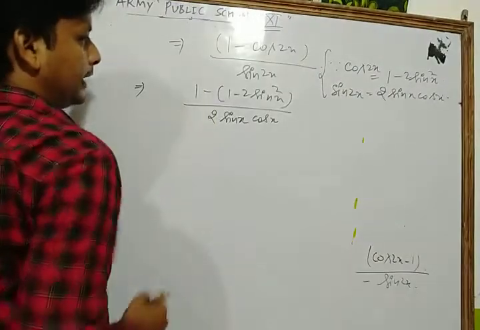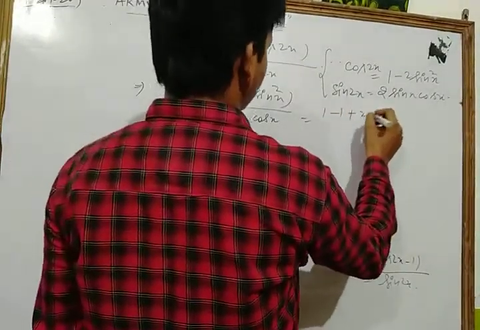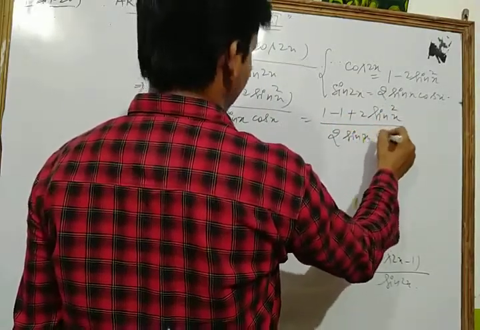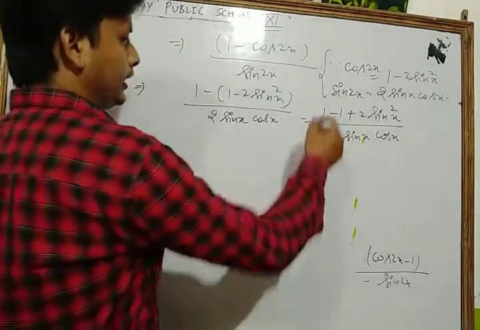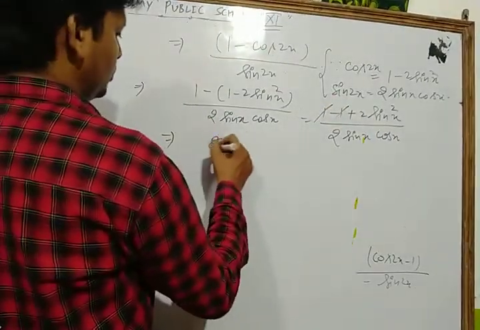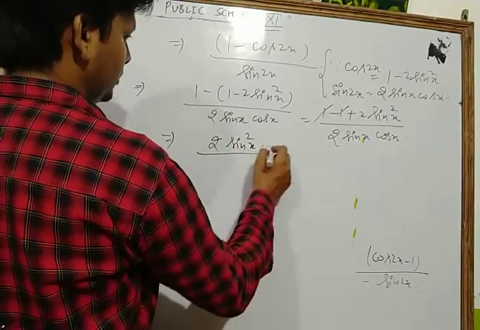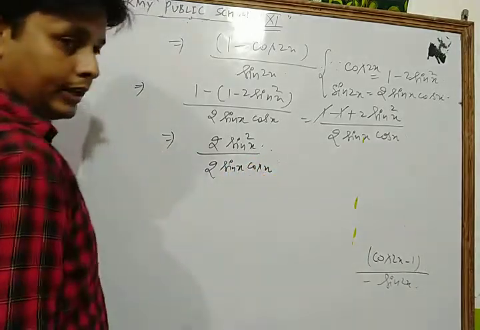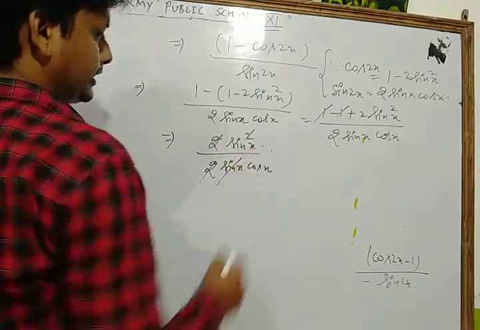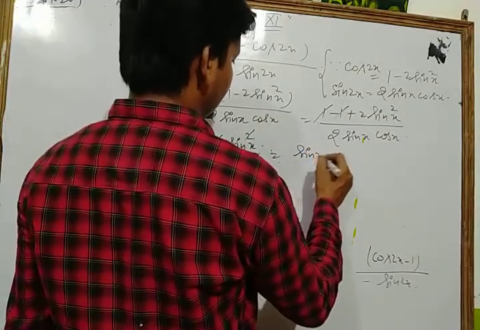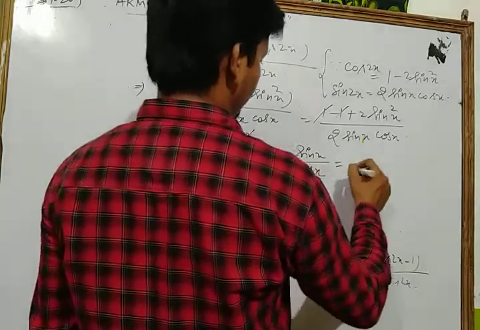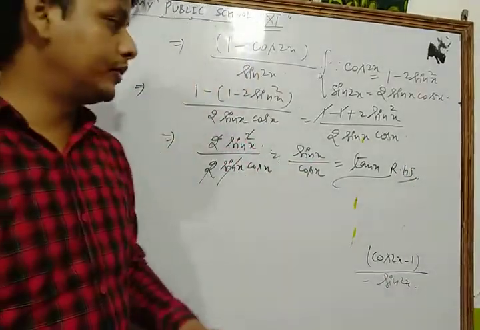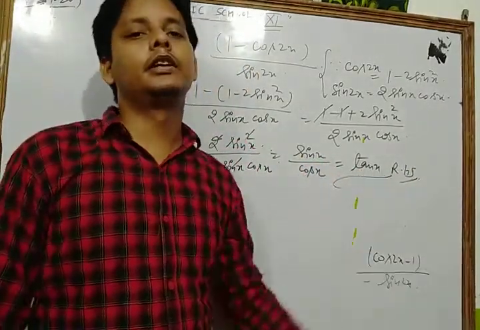So we break the brackets and get 1 minus 1 plus 2 sin square x upon 2 sin x into cos x. Here the 1s cancel each other, so we get 2 sin square x upon 2 sin x into cos x. Here the 2s cancel, and sin square x with sin x cancels, so we get sin x upon cos x, which is tan x, our result.